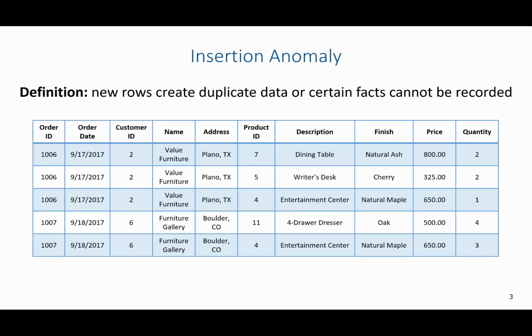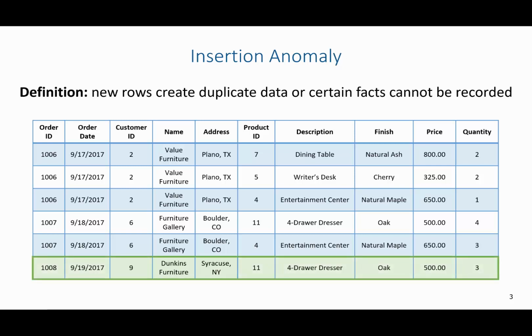The first one is the insertion anomaly, which states that new rows create duplicate data or certain facts that cannot be recorded. So for example, if I were to insert a new customer with the customer ID of 9, with the name of Duncan's Furniture in Syracuse, New York, I couldn't just add this without attaching this customer to an order or to a product, etc. Otherwise, I'd be violating some of the constraints that would exist, since we would need like a product ID or an order ID, etc. So all of these facts must be recorded or I would have errors. And this is what we call an anomaly.